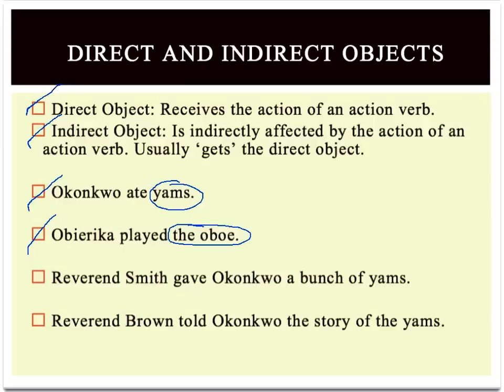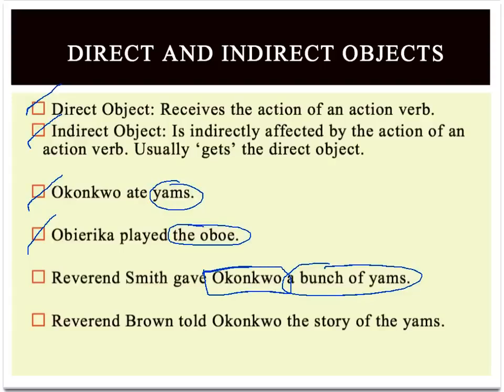Let's say that, where did Okonkwo get those yams from? There's got to be more to this story. Well, let's say that Reverend Smith gave Okonkwo a bunch of yams. Well, we have the action verb gave. What is it that Reverend Smith gave? Well, he gave a bunch of yams. He gave them to Okonkwo. Okonkwo is getting the direct object. So in this sentence, Okonkwo is an indirect object.